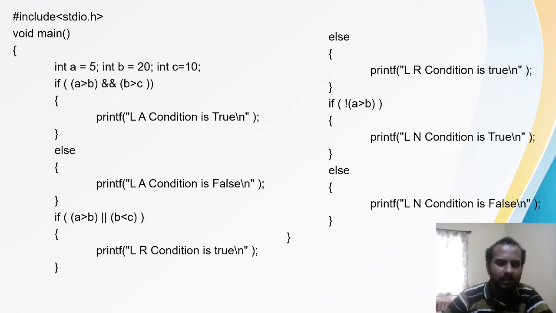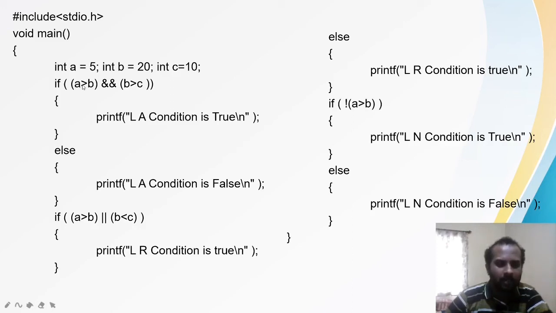This is my first expression and this is my second expression. Now let me check whether A is greater than B. A is not greater than B, right? 5 is not greater than B.